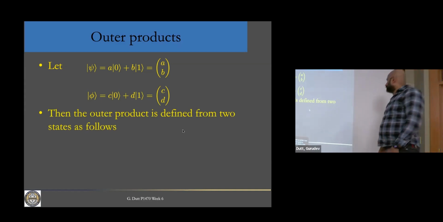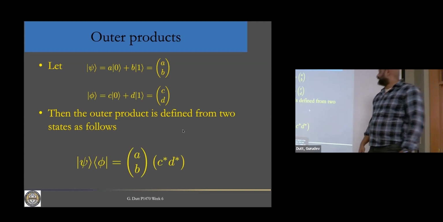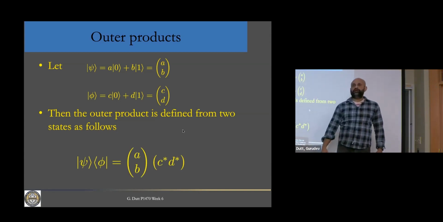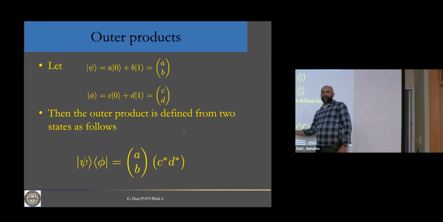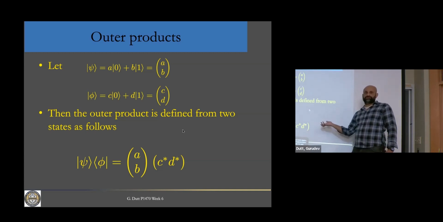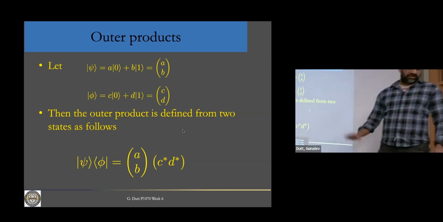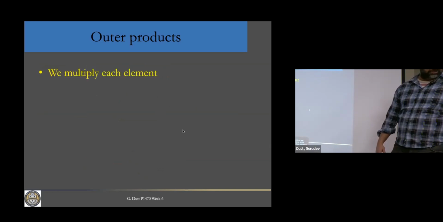Then we define an outer product from these two states as follows. We take the ket psi and multiply it by the dual vector of phi, the bra vector phi. In linear algebra, this has a very straightforward implementation. We take the column vector A, B and multiply it by the row vector C star, D star, because that's the dual vector to phi. You'll see the need for these in a minute, but I'm just introducing it at first.